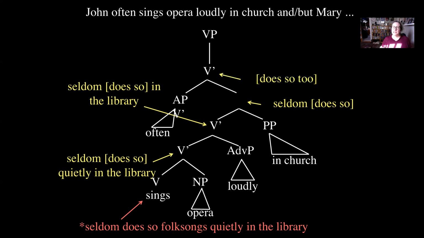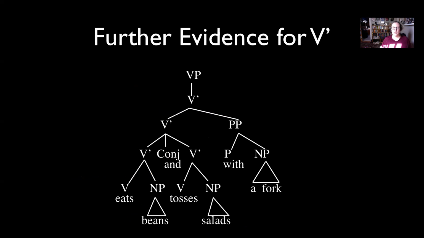John often sings opera loudly in church, and Mary does so too, right? So further evidence for V-bar. Here's your V-bar. Eat beans and toss a salad with a fork. So in this one, we know that with a fork is modifying both eat beans and toss a salad. A fork is used for both of these operations. And the V-bar helps us join them all so that they're sisters, right? In this one, the prepositional phrase is a sister to this V-bar, and that makes it modify everything in that V-bar.